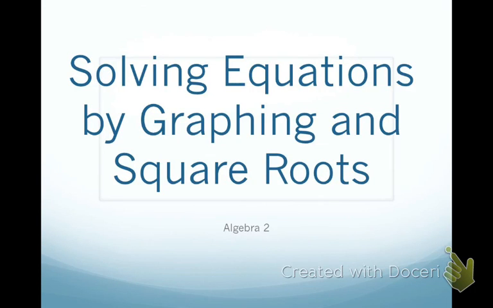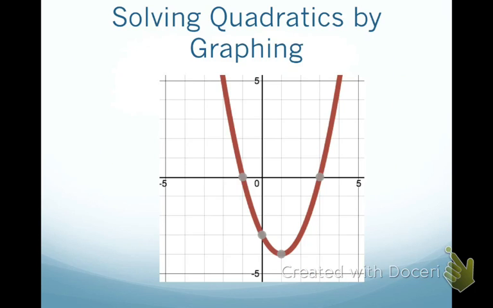Solving equations by graphing and square roots. Okay, first of all, we're going to start off with a graph of a quadratic. When graphed, a quadratic makes a parabola. The solutions to a parabola are on the x-intercepts. So for this parabola, we would have solutions at x equals -1 and x equals 3.